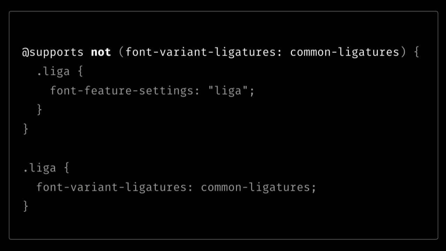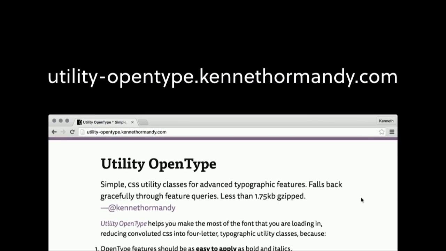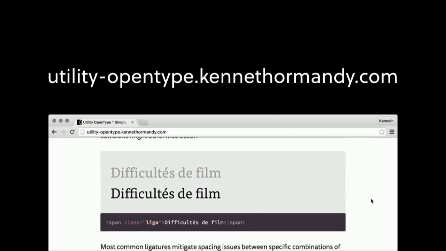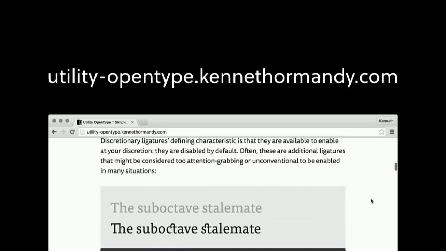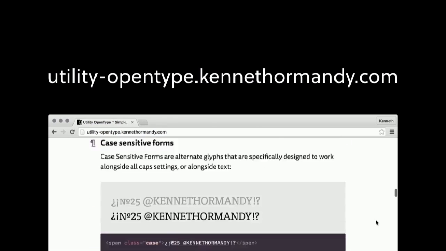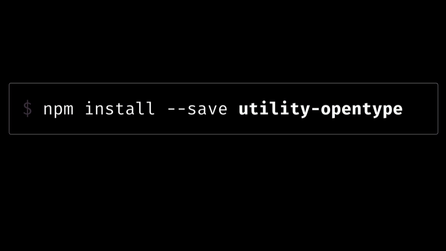Now, this is kind of confusing, and we're only on the first OpenType feature, so I can understand if you're saying, I am not going to do all that just to get ligatures. Fair enough. I put together a little library for you called utility OpenType, which takes all these advanced typographic features I'm going to be talking about and assigns them to a single class name, those 4-letter OpenType feature abbreviations. So you can install it through npm, link to the CSS file, whatever build process you're using, and then you'll have easy access to these features without having to write those feature queries.